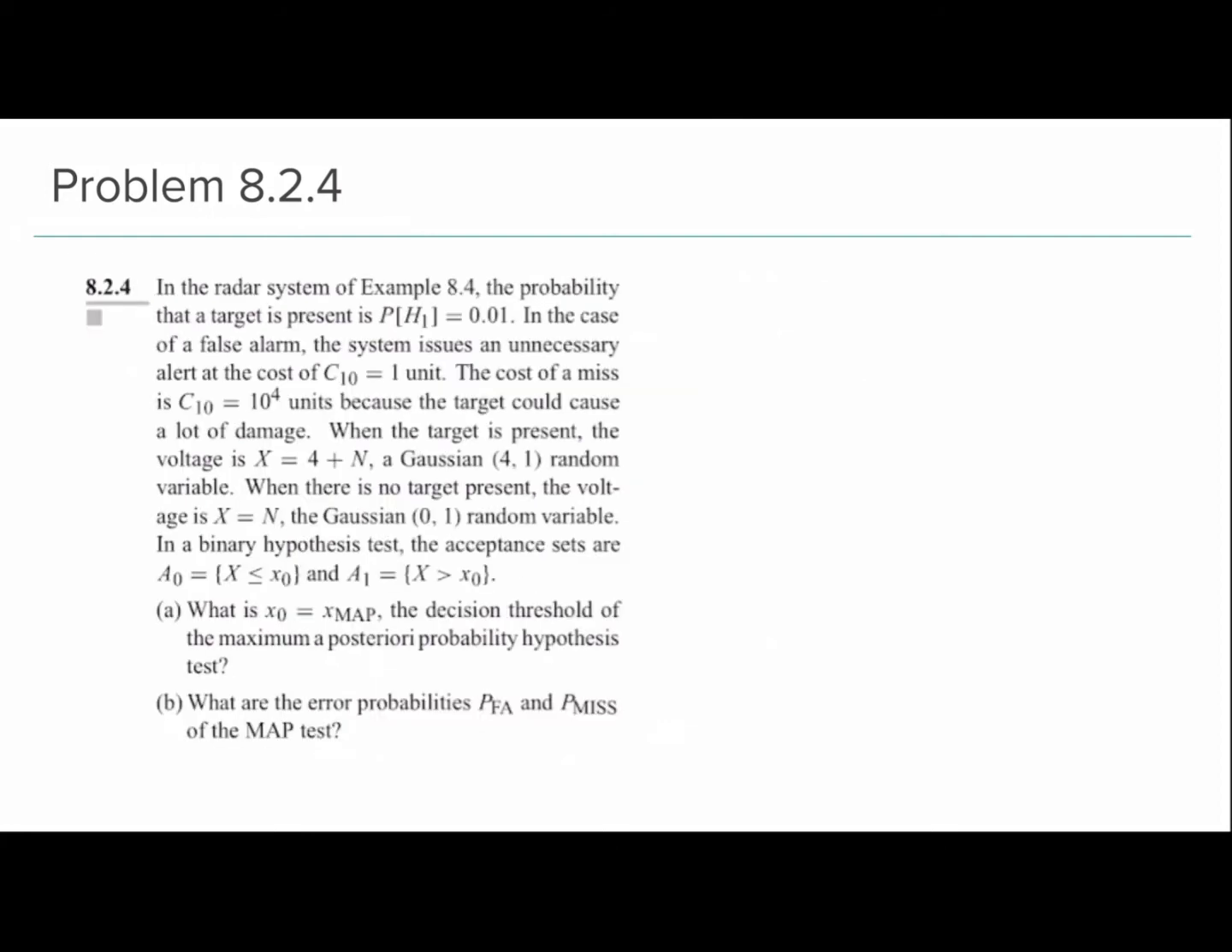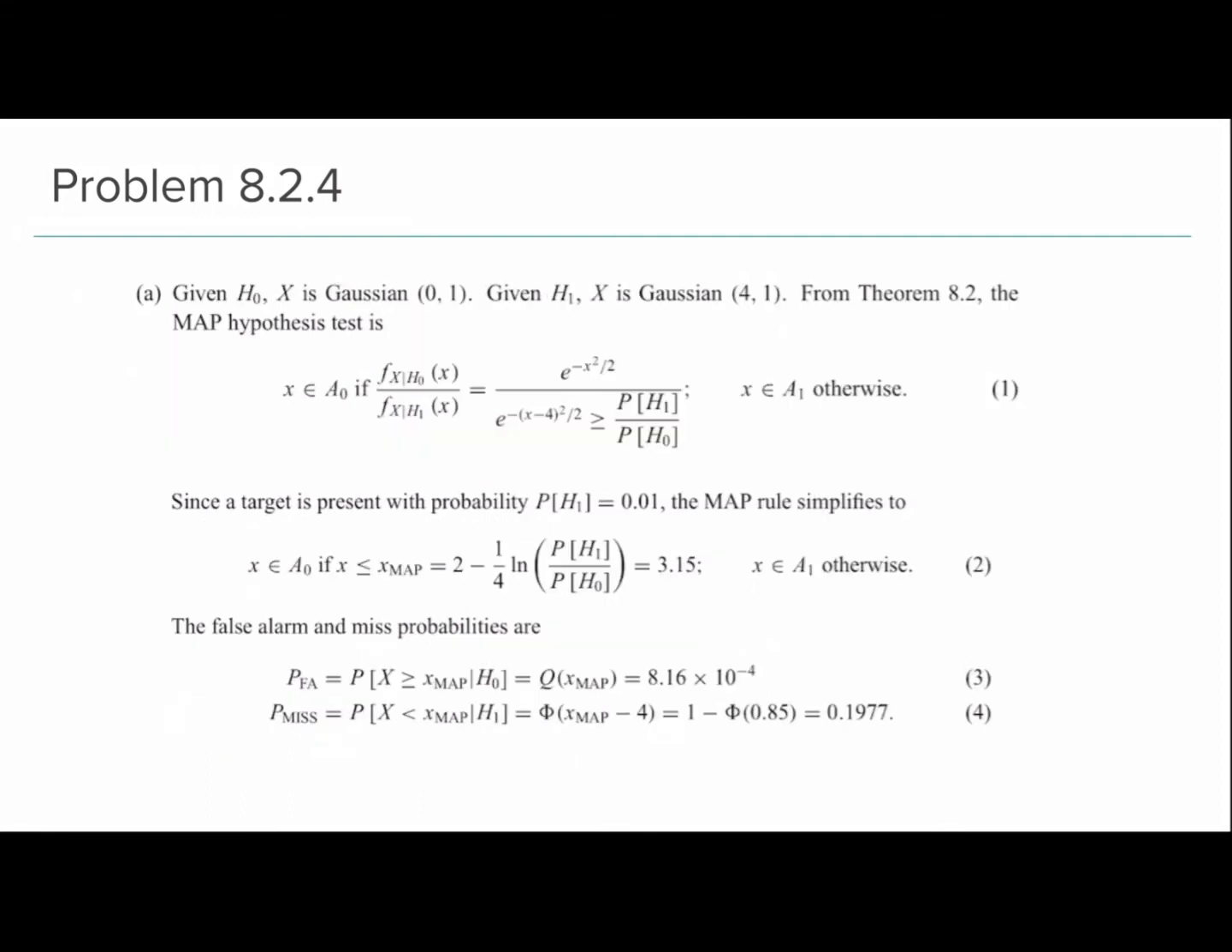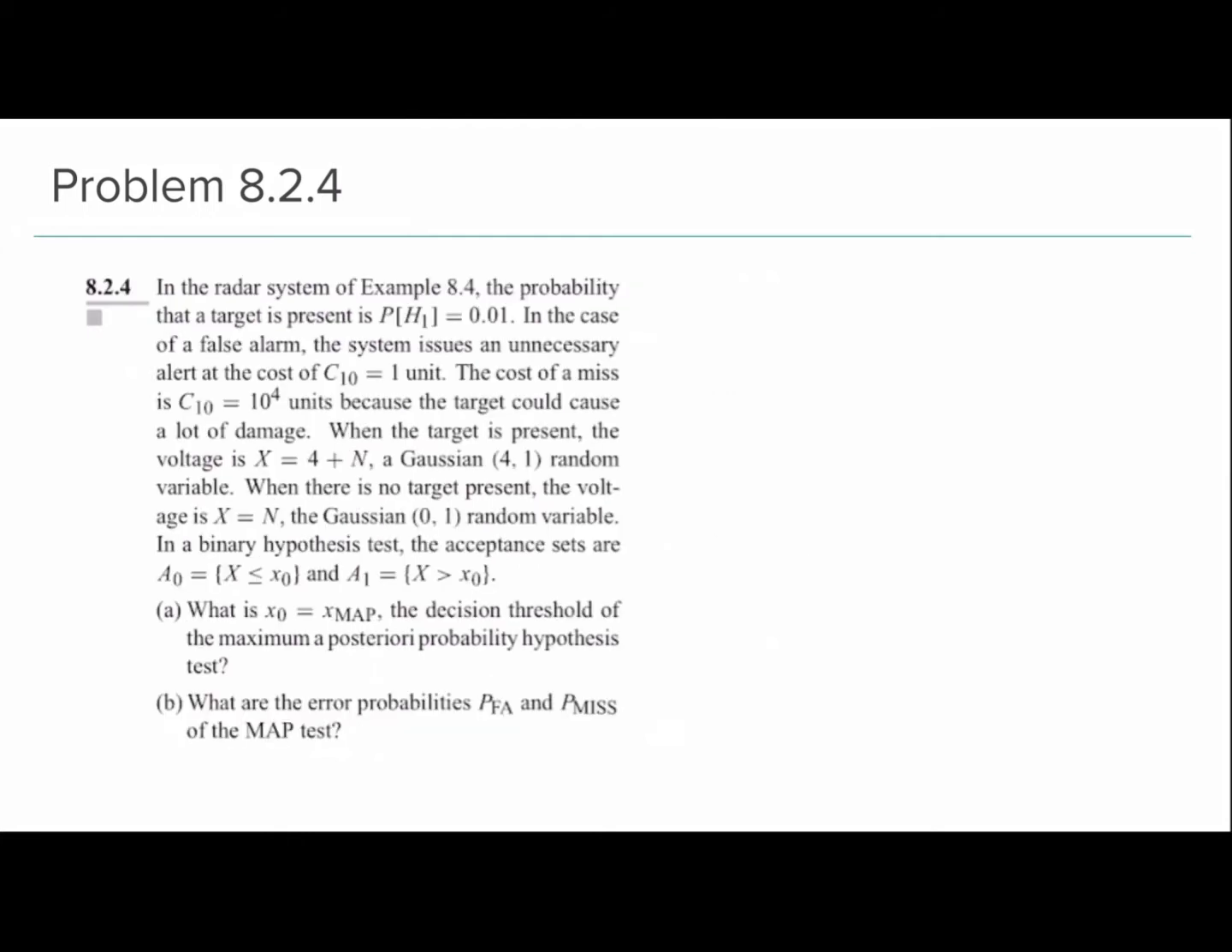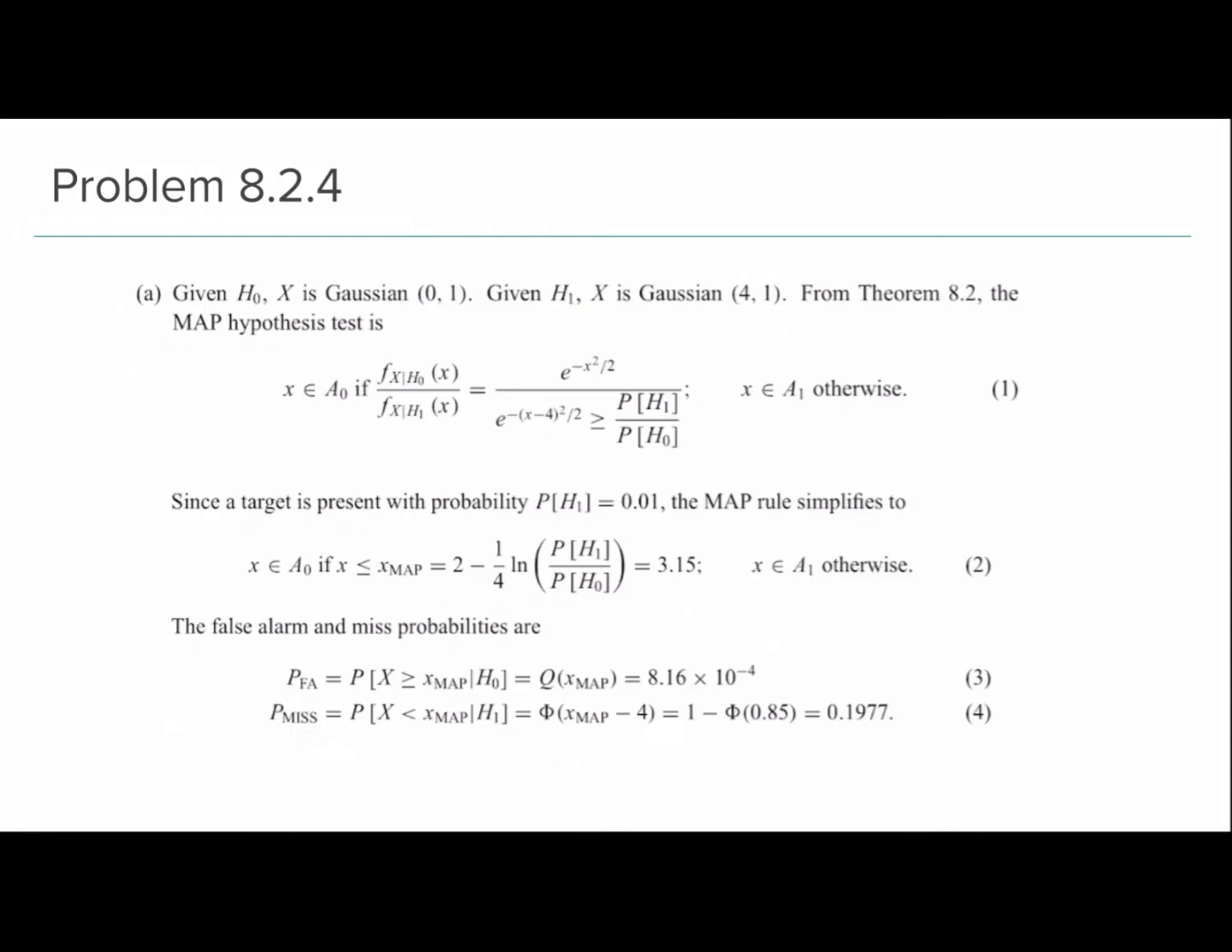So we found the condition for MAP, and for the next part we have to find the probability of false alarm and the probability of miss. The probability of false alarm will be the probability of A1 given h naught. And what was the condition for A1? X greater than x naught. I think this should be just greater than instead of greater than or equal to, and P of miss will be less than or equal to. So there appears to be a typo here again.